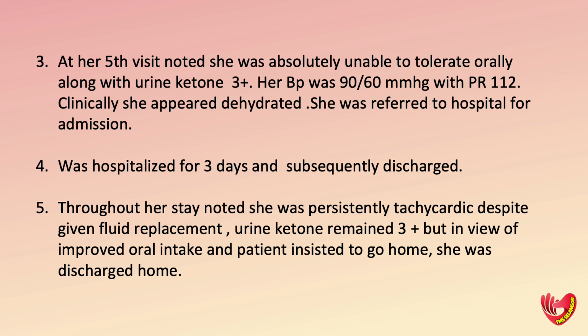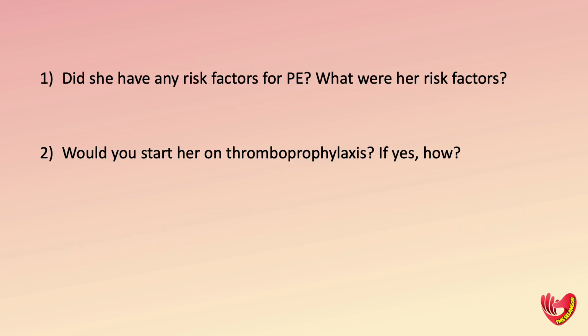She was hospitalized for 3 days and subsequently discharged home. Throughout her stay, it was noted that she was persistently tachycardic despite given fluid replacement. Her urine ketone remained 3+, but in view of improved oral intake and as the patient insisted to go home, she was discharged. Question: did she have any risk factors for pulmonary embolism? What were her risk factors? Next, would you start her on thromboprophylaxis? If yes, how?